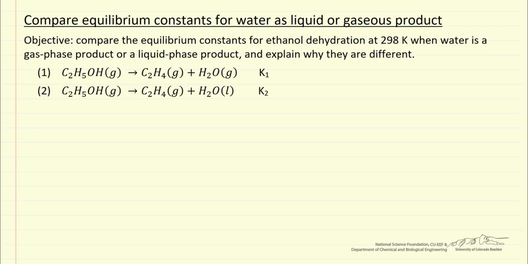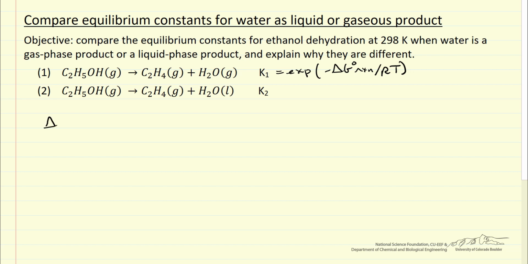In this problem we're going to calculate the equilibrium constants for ethanol dehydration for the case where water is a gas phase product and the case where water is a liquid phase product. We're going to calculate the equilibrium constants from the exponential of minus delta G of the reaction at standard conditions over RT, and likewise for K2.